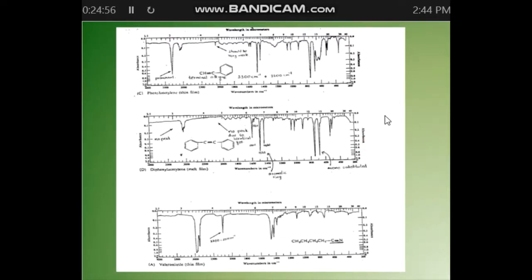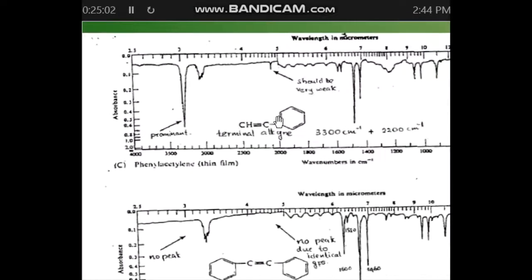In this example, we see an aromatic molecule with a terminal alkyne. Since we do not have any sp3 carbon hydrogens, we do not see any band at 2900. The aromatic sp2 carbon hydrogen band will be at 3030 centimeter inverse. And also for the terminal alkyne, the C triple bond C carbon hydrogen frequency will be 3300.